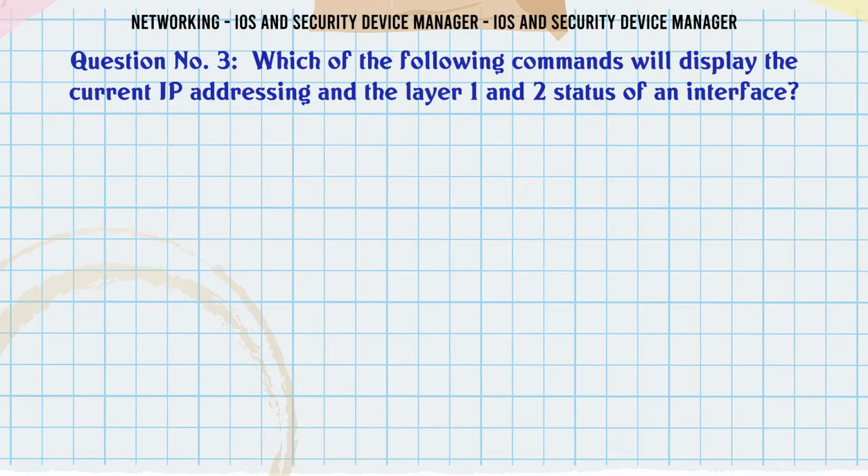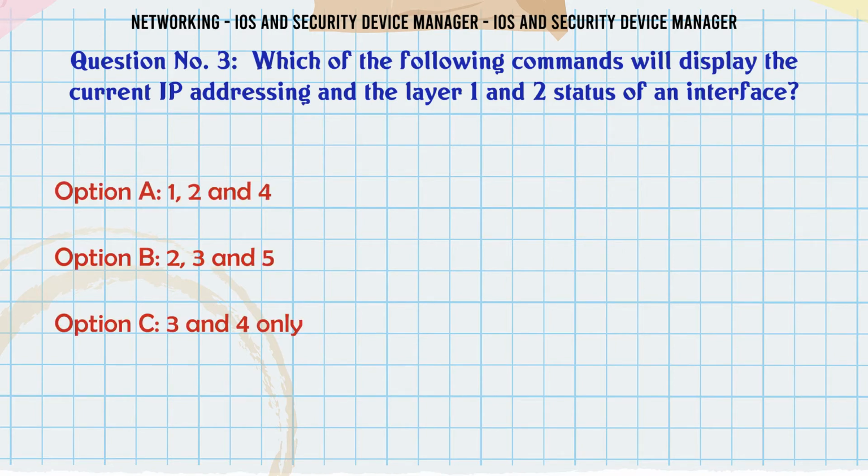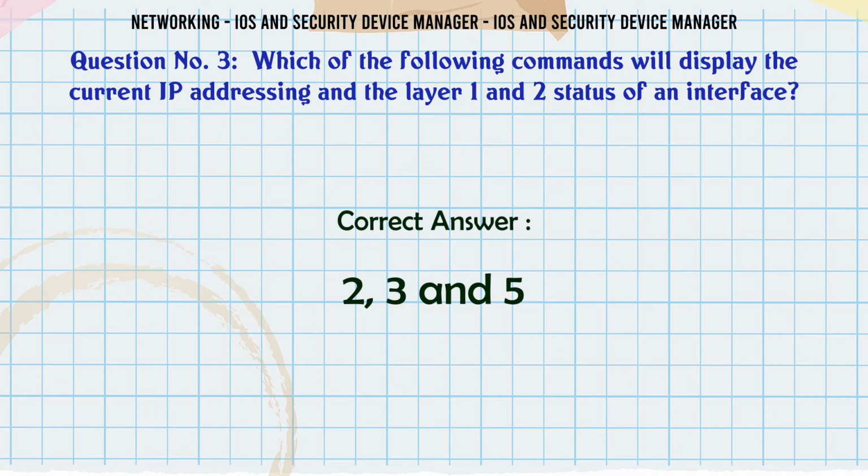Which of the following commands will display the current IP addressing and the layer 1 and 2 status of an interface? A. 1, 2 and 4. B. 2, 3 and 5. C. 3 and 4 only. D. None of the above. The correct answer is 2, 3 and 5.